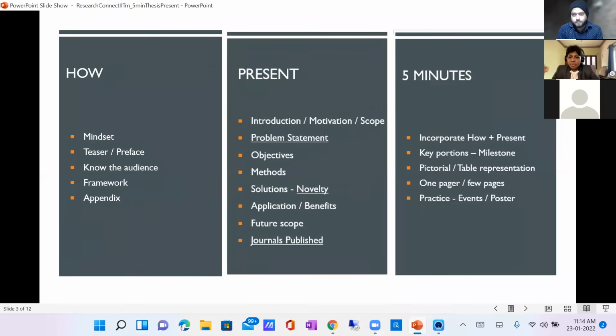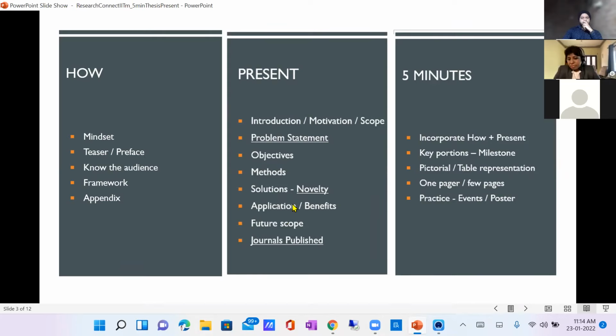After 5 years, it should still be a problem, and not an immediate thing which someone is already working on and is going to solve. So that's the introduction, motivation. And from there, you will define the scope. But the reason I'm saying this is all these things we have to cover in the 5 minutes. Whatever the underlying problem statements, novelty, and journals published, it's very difficult to cover all the points in 5 minutes, but still there is a possibility.